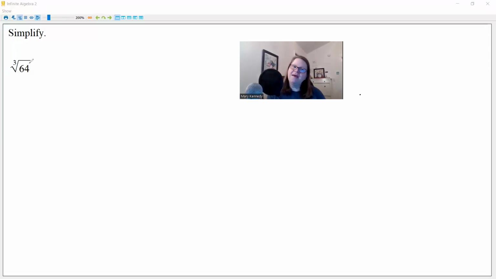All right, so here we have a radical, and this one has a 3 in front. So that means we're finding the cube root. C-U-B-E, cube root. And the cube root of 64 is some number. We're going to figure out how to simplify this.